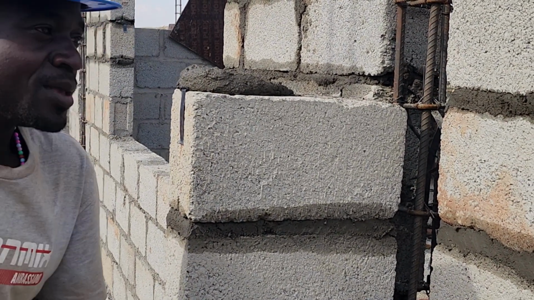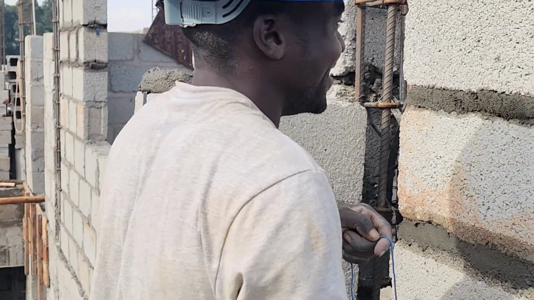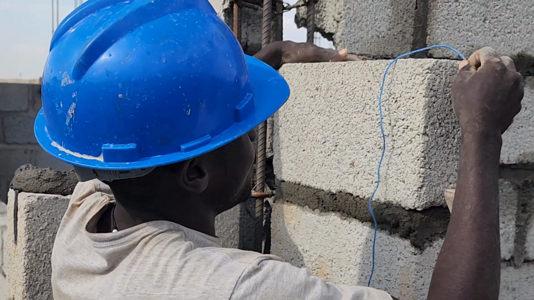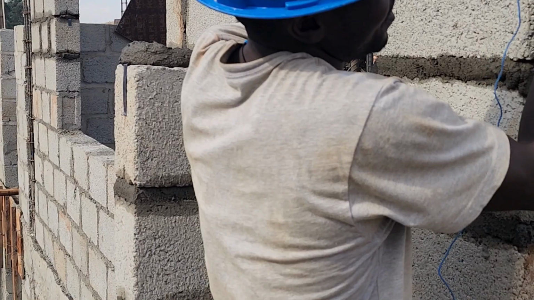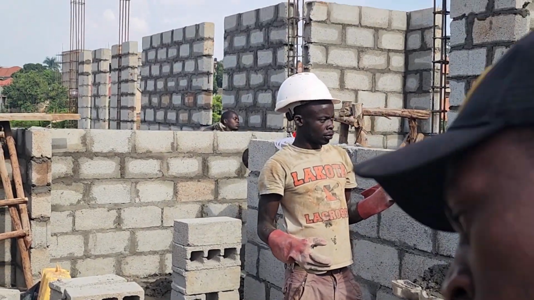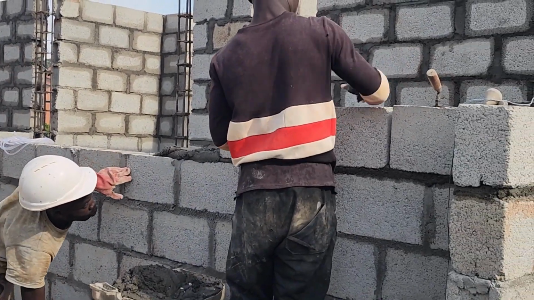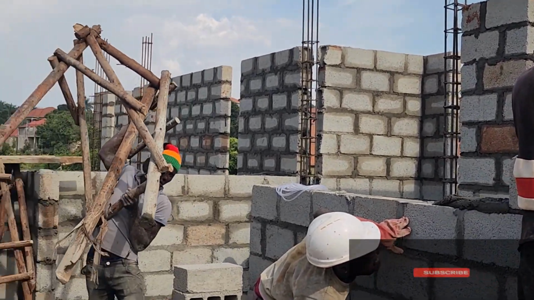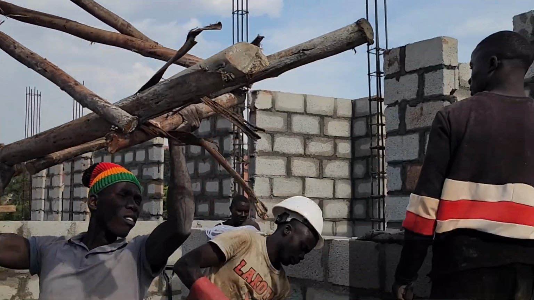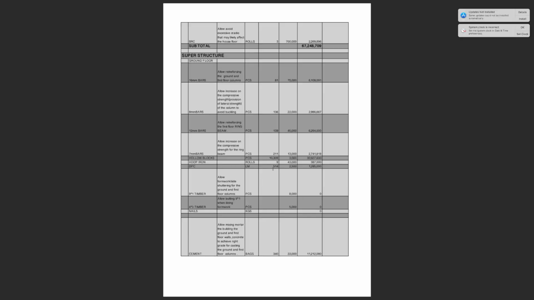Going ahead, still under our superstructure, we bought cement. Now this cement, we used it for mixing mortar for building the block work both for the ground floor and the first floor, and also mixing concrete for casting the ground floor and the first floor columns. We bought 340 bags of cement. Each bag costed 33,000 shillings, and that costed us 11,212,000 shillings.